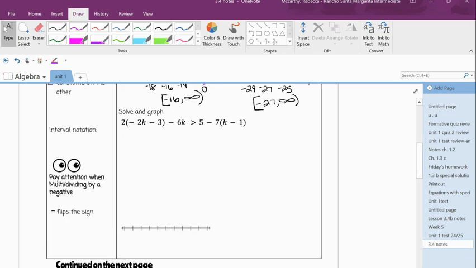Okay, here I have one that looks really hairy, lots of junk on either side. So I'm going to remind myself, I'm going to bring down that inequality nice and clean.